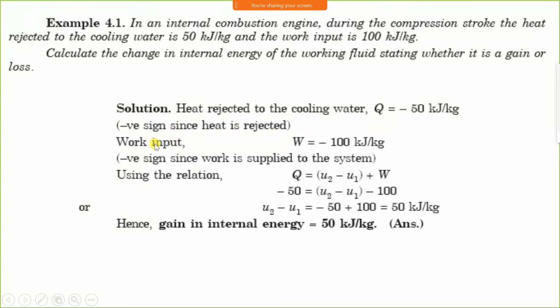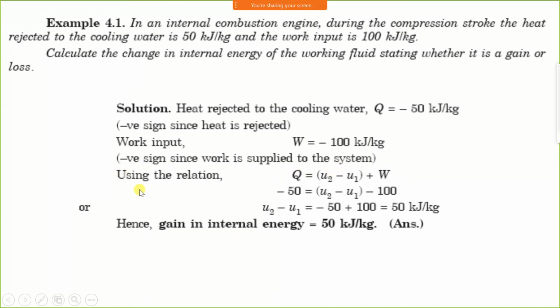Work input, W is equal to minus 100 kilojoule per kg. Why is it minus? Because work input to the system, work given to the system, is negative, and work obtained from the system is positive. Minus sign since work is supplied to the system.